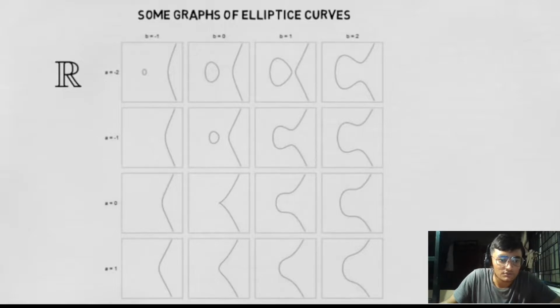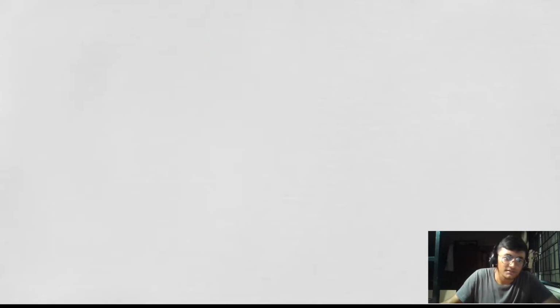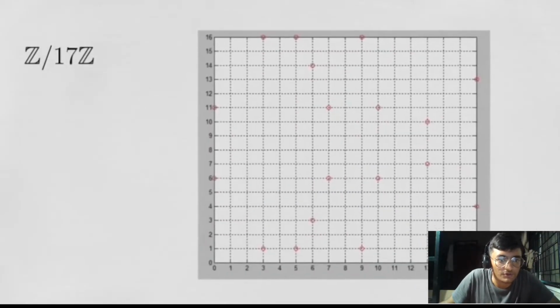So here are some examples of elliptical curve graphs. Those were the elliptical curves over the real numbers, and over the complex numbers elliptical curves look like that, and this is modulo 17.